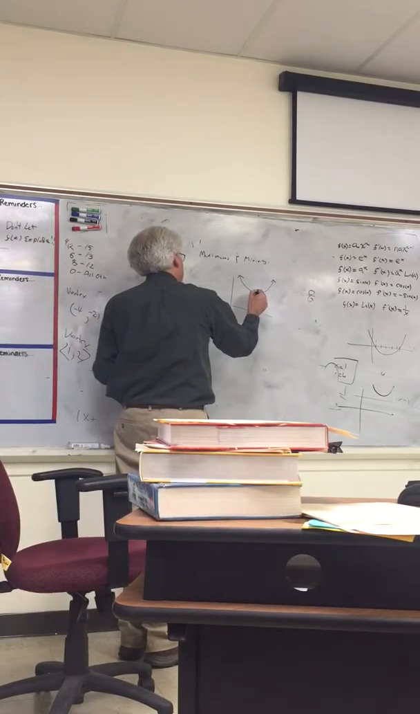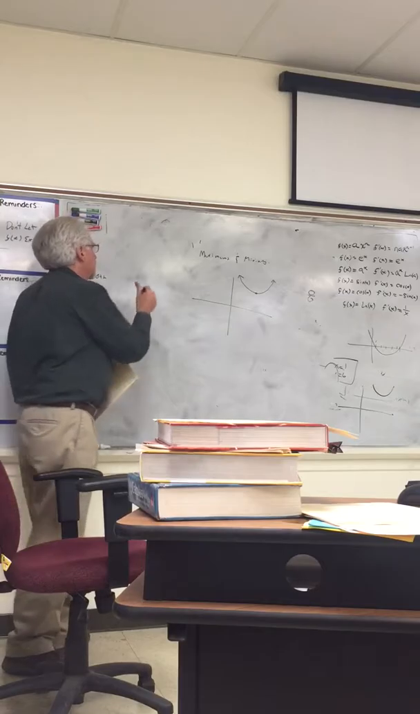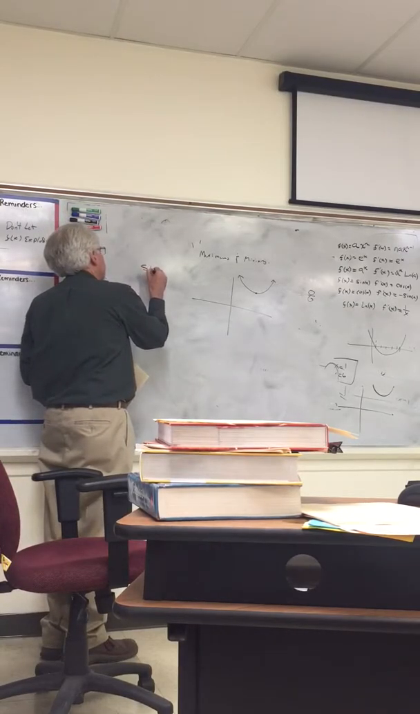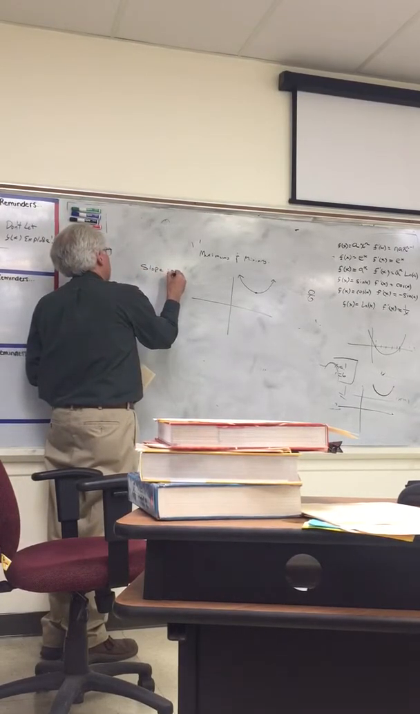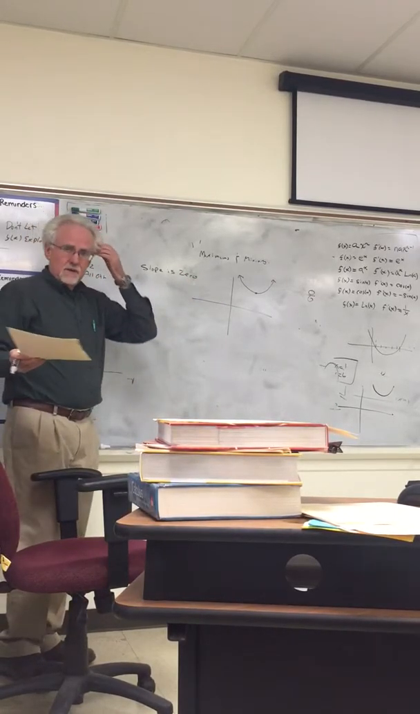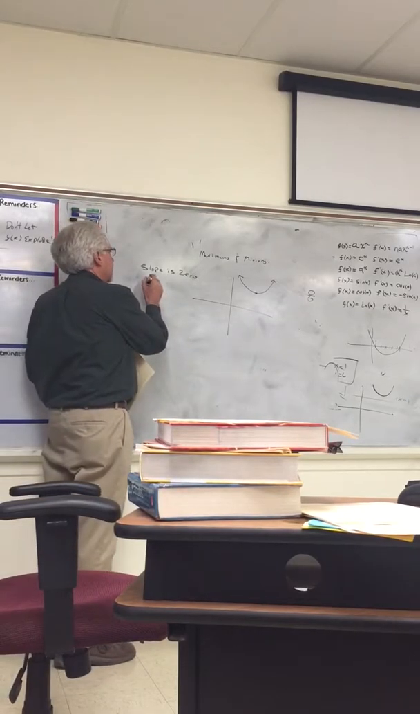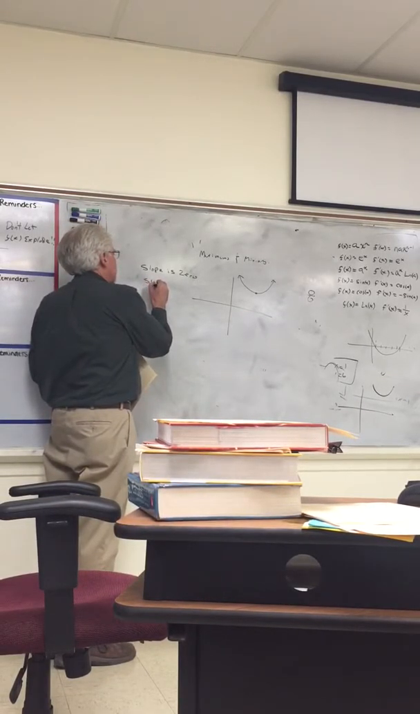So what do we know is true at a minimum? The slope is 0. And that is what I taught you. But there's also another case, and that is the slope is undefined.